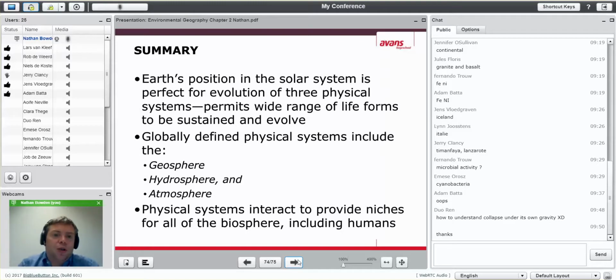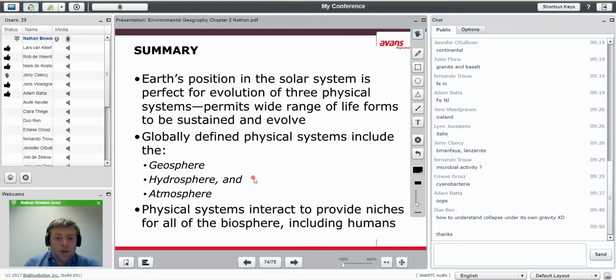The Earth's position in the solar system is perfect for evolution of the three physical systems, and permits a wide range of life forms, and this has to do not just with the atmosphere that we have, carbon dioxide and now oxygen, but water. We are at the right distance from the sun to have water in liquid, solid, and gas form.